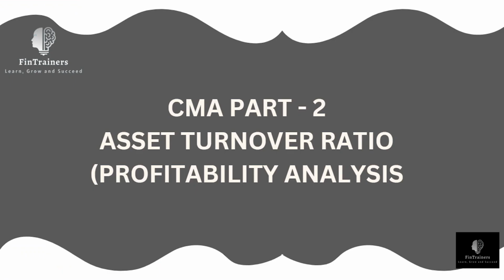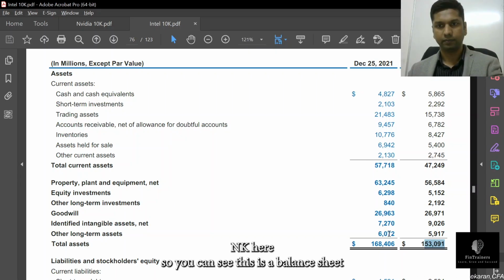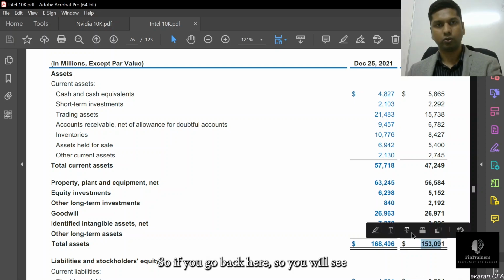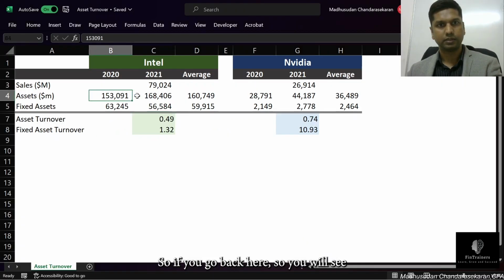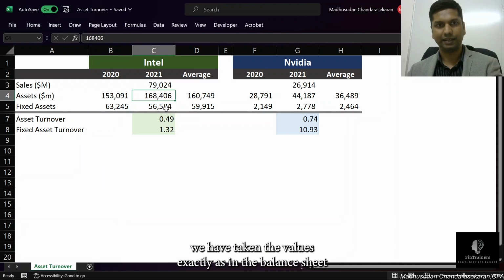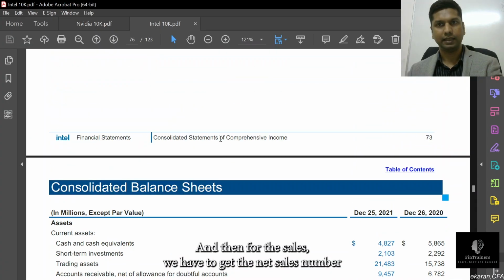Let's go to the 10K here. So you can see this is the balance sheet. We have the assets for two periods. It's a comparative balance sheet. So December 25, 2021, 168,406 million, and for December 26, 2020 as well. So if we go back here, you will see we have taken the values exactly as in the balance sheet. And then for the sales, we have to get the net sales number.